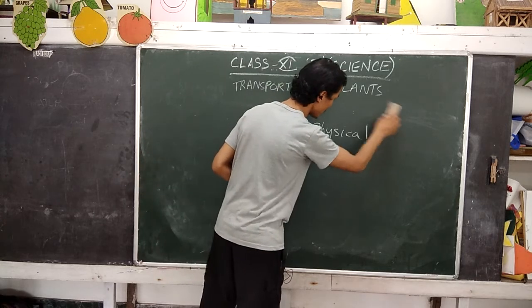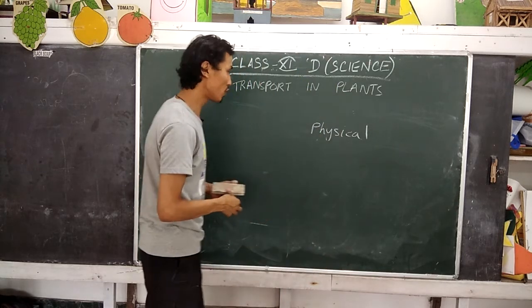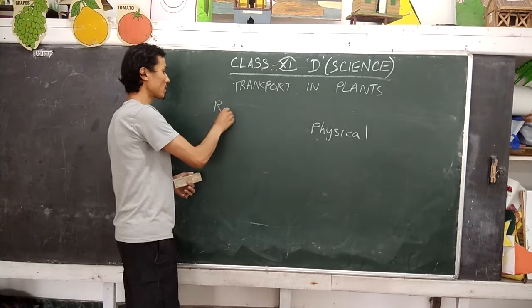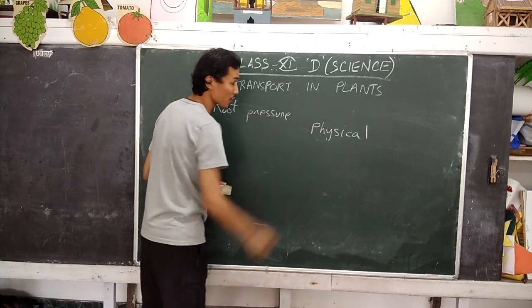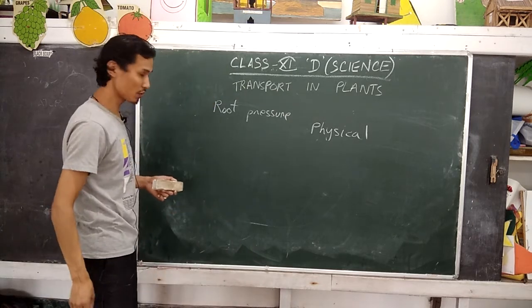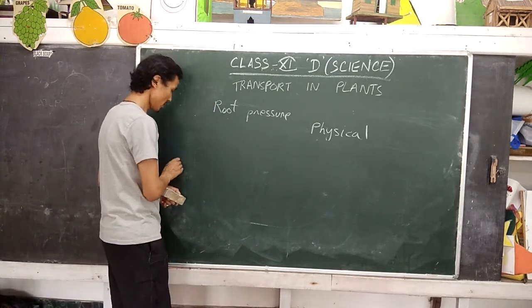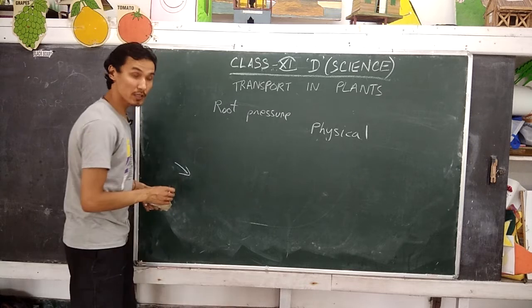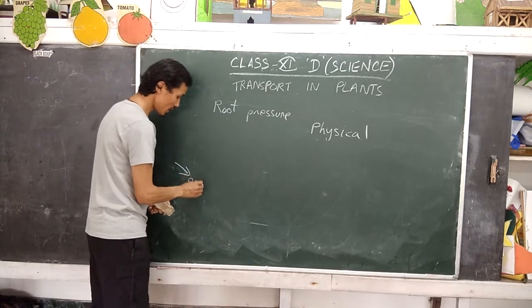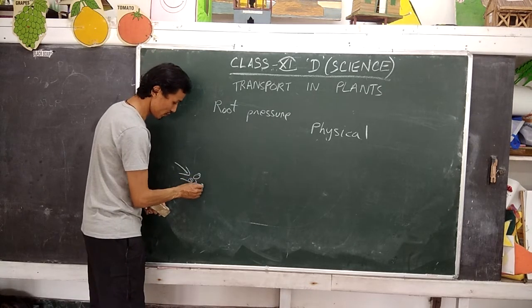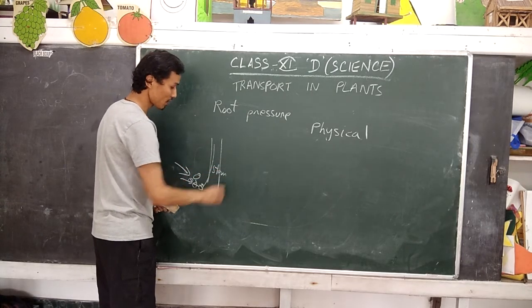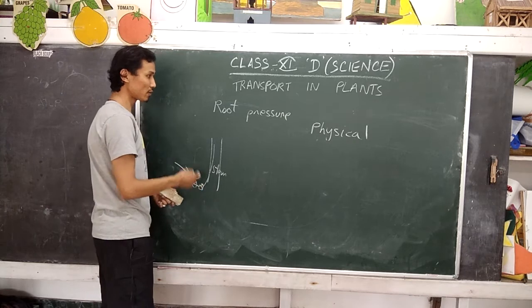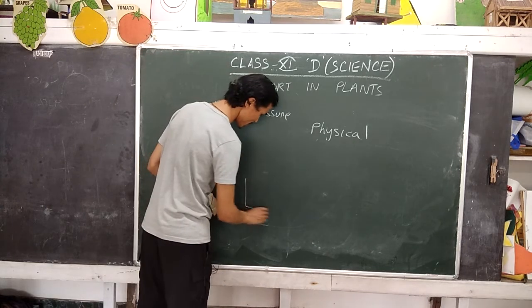Among the physical theories, the most common one is the root pressure theory. By root pressure theory, what it means is that pressure exerted on the roots enables the movement of water through the root cells and up towards the stem. In order to understand the root pressure theory, you can do a simple experiment.